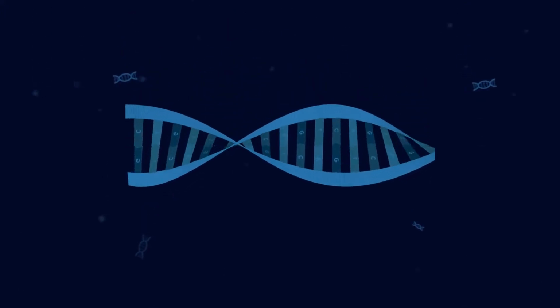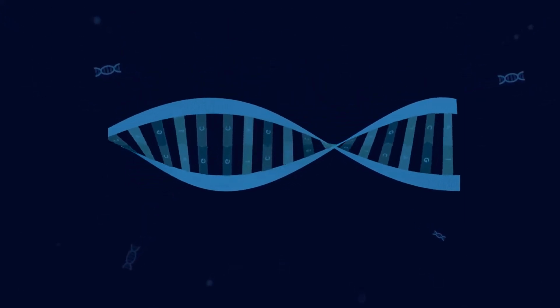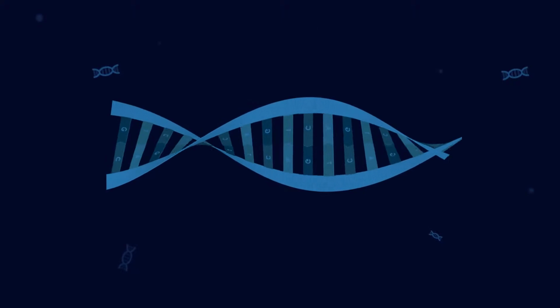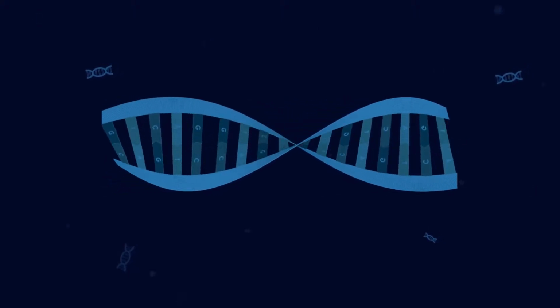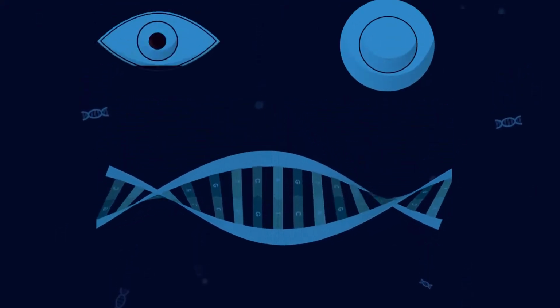A gene is a unit of hereditary material. Each chromosome contains thousands of genes made up of DNA. The gene codes for a particular characteristic of the organism, such as eye color or blood group.